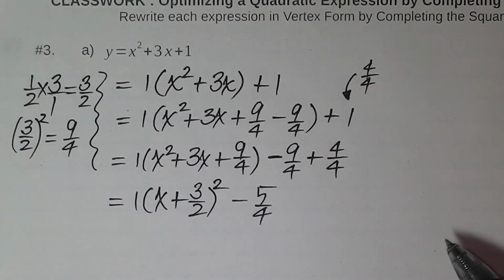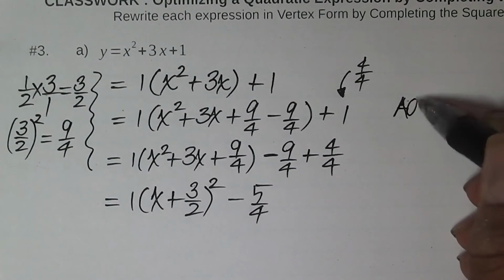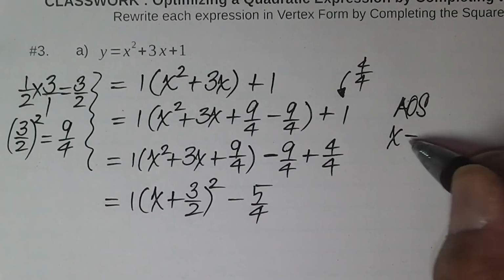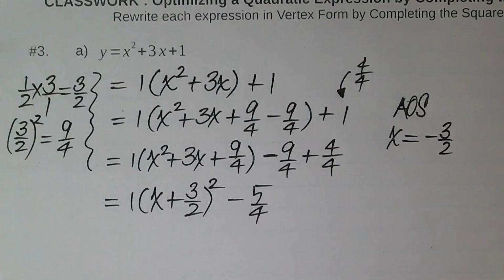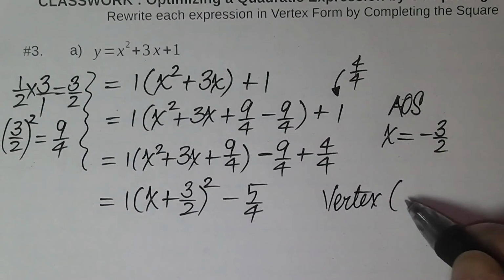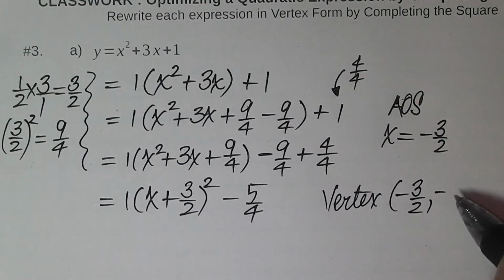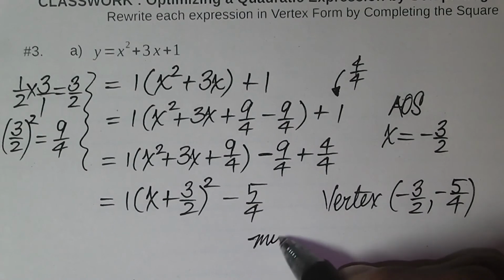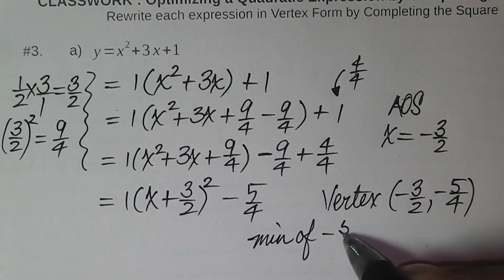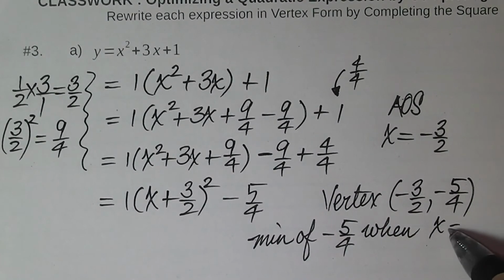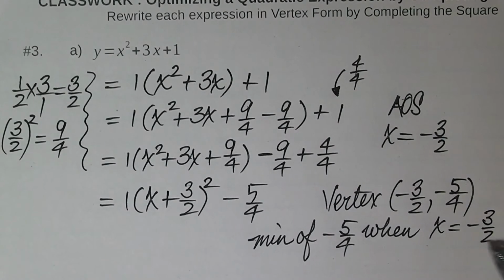So this tells us that our axis of symmetry is x equals negative 3 over 2. My vertex is negative 3 over 2, negative 5 over 4. My parabola is opening up, so I have a minimum of negative 5 over 4 whenever x is negative 3 over 2.